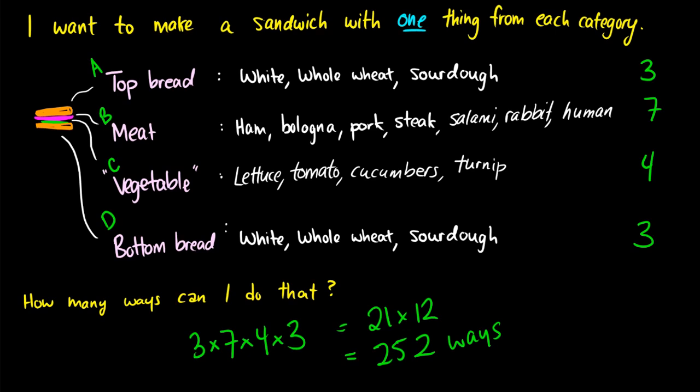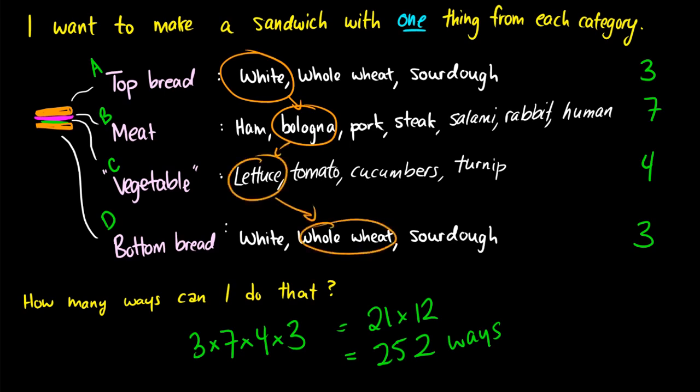Okay, so to go over that logic again, essentially we're picking one from each. So we might pick white bread on top, bologna as the meat, lettuce as the vegetable, and then whole wheat as the bottom bread. So in the first task, we pick one way to do it. The second task, we pick a second way. The third task, we pick a third way, and we get 252 total options. So that's an example of the rule of product.